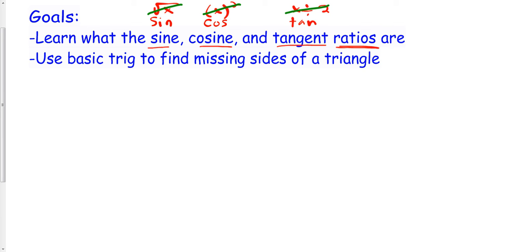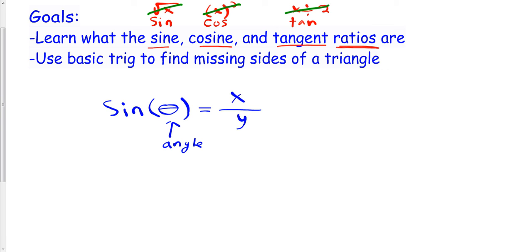So that's always going to be sine of some angle, and we use theta for an angle. So this is an angle. And what's going to come out is a fraction. Something over something. All right, so that's basically what's happening.